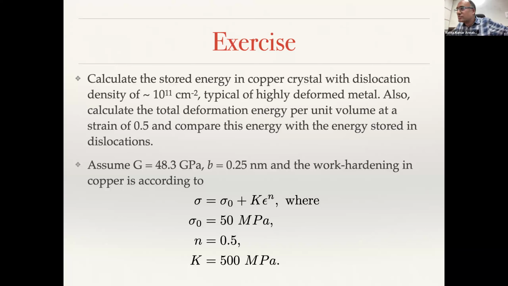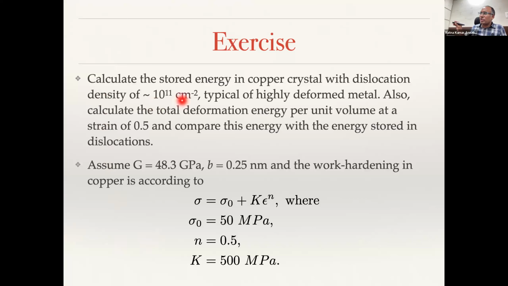So now let us look at this interesting question. Let us calculate the stored energy in a copper crystal. Suppose you have a copper crystal with a dislocation density of 10 power 11 per centimeter square. How do you describe dislocation density? The dislocation density is described as total length of dislocations per unit volume of the material. So if you have so many dislocations, you count the length of all these dislocations per unit volume. That is how you define dislocation density.